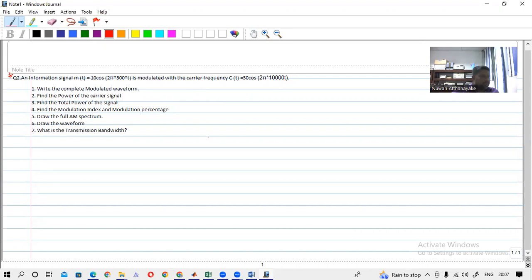Before working out this question, we will try to do it in a general way. You already know what AM modulation is. For amplitude modulation, we use both a carrier and a baseband signal, or information signal. Both are in analog form.